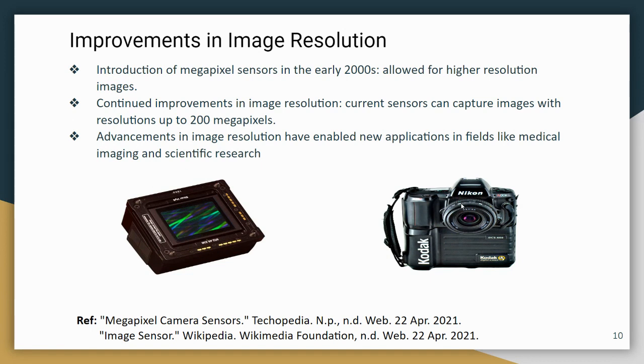Improvements in image resolution. Introduction of megapixel sensors in the early 2000s allowed for higher resolution images. Now let us know about the story of the invention, how megapixel sensors were discovered or made. There were two crucial developments leading to the invention of megapixel sensors. First, George Smith and Willard Boyle from Bell Labs invented the charge coupled device. This technology is the same image sensor that is used in all digital cameras.